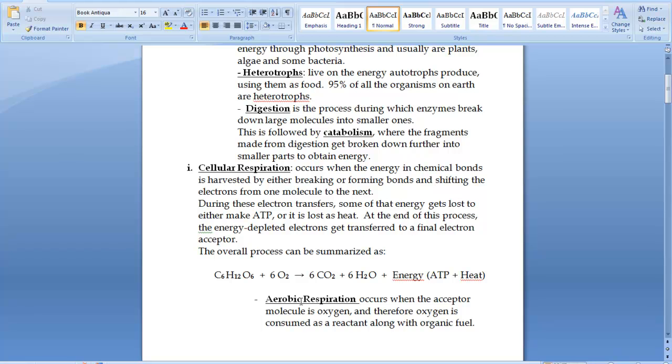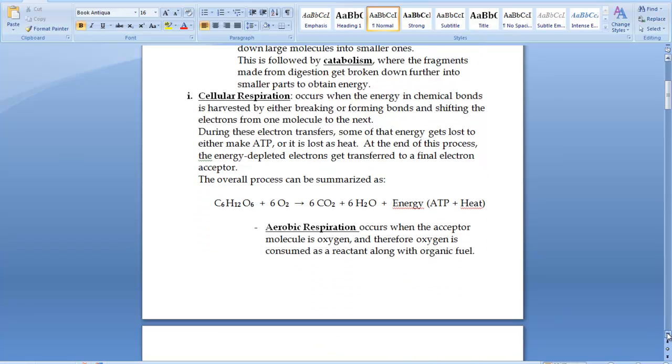So there's a couple of types of cellular respiration. The one that we're going to concentrate on the most in here is going to be aerobic respiration. And that's going to be when the acceptor molecule is going to be oxygen. Now what I mean by acceptor molecule is that we're going to have a whole bunch of electrons that are going to be hopping from place to place. That's what's keeping us alive. And eventually they have to end somewhere. And so in aerobic respiration, they're going to end at the oxygen, and that's the whole reason that we breathe in oxygen. So that's going to be the one that we're going to concentrate on the most.